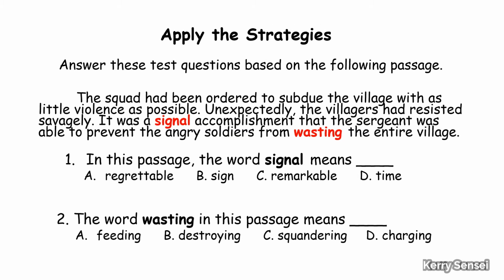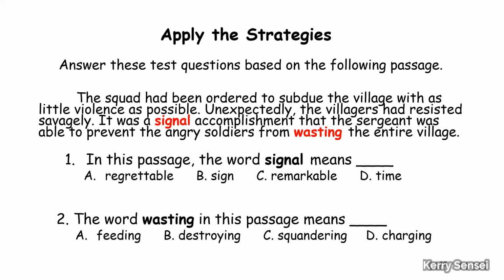Now it's time for you to apply the strategies yourself. Answer these questions based on the following passage. The squad had been ordered to subdue the village with as little violence as possible. Unexpectedly, the villagers had resisted savagely. It was a signal accomplishment that the sergeant was able to prevent the angry soldiers from wasting the entire village.